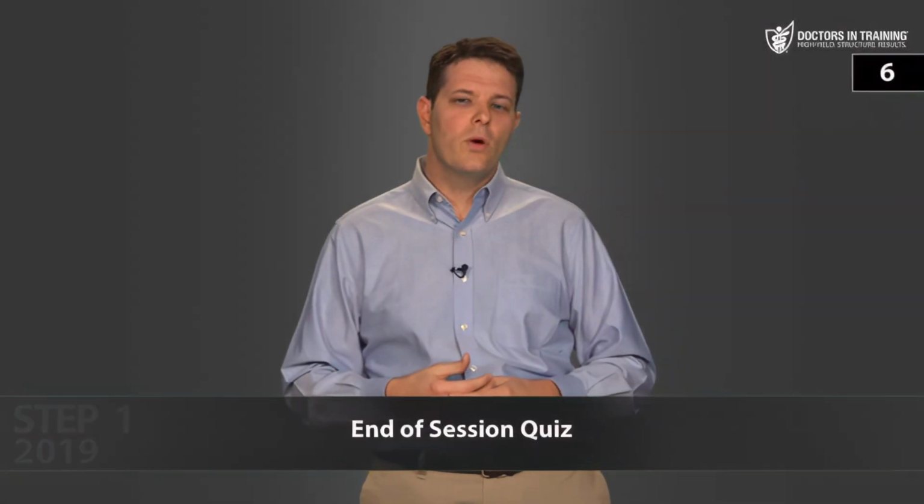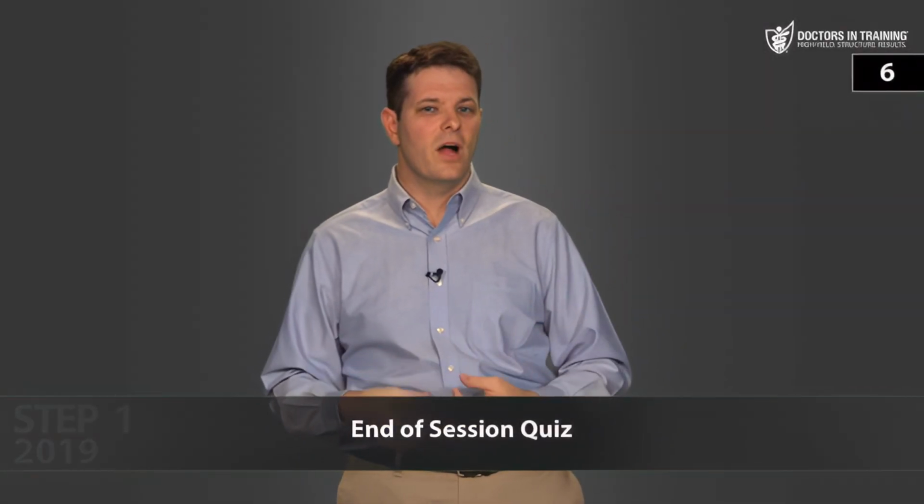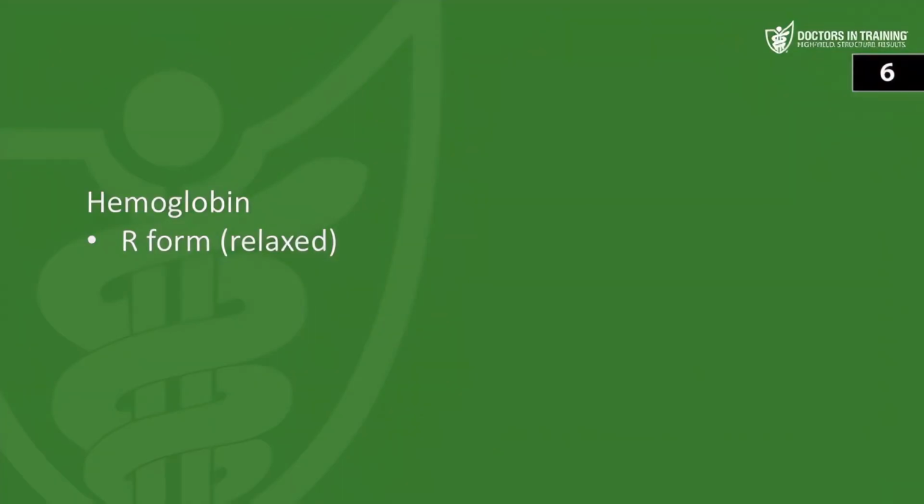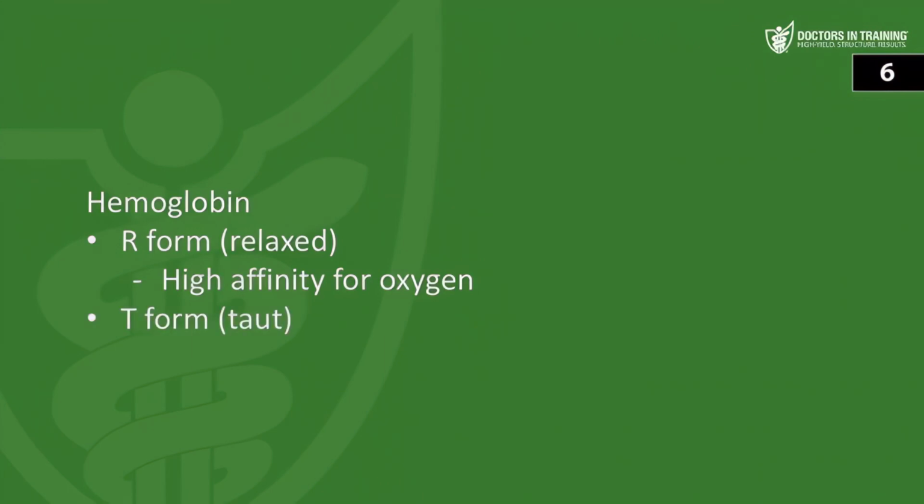First question, which form of hemoglobin A has a high affinity for oxygen? And which one has a low affinity for oxygen? So there's the R form, or the relaxed form, which has a high affinity for oxygen, and the T form, or taut form, which has a low affinity for oxygen.